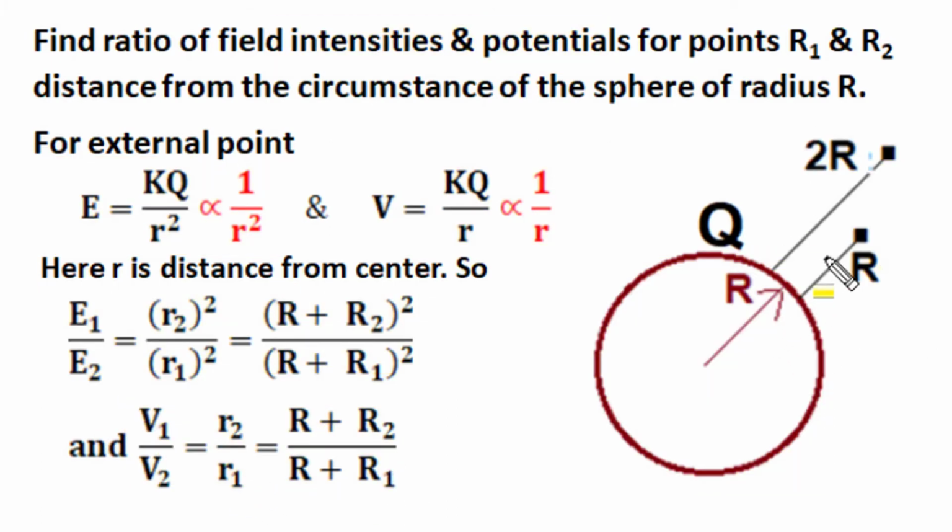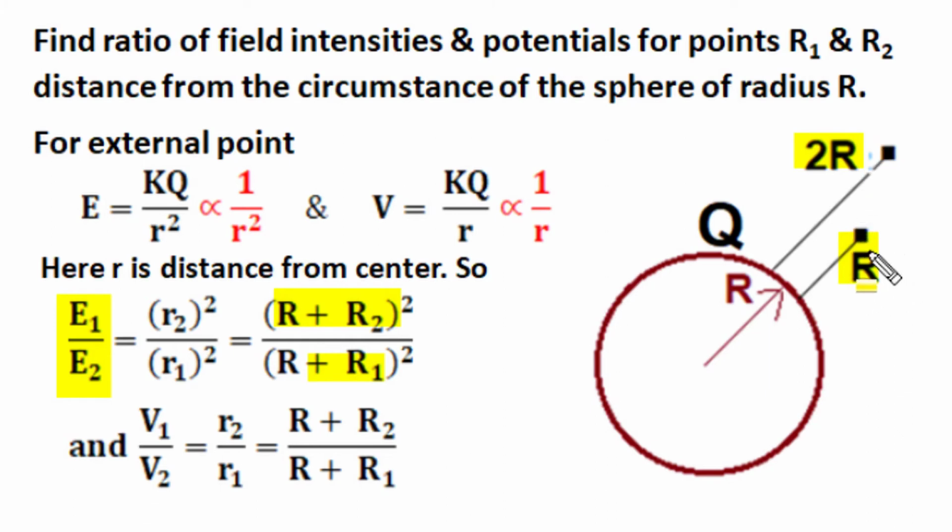If R1 is equal to the radius of the sphere and R2 is 2 times the radius of the sphere, then the distance of this first position from the center is 2r and the distance of this second position from the center is 3r. So the ratio of E1, the electric field intensity at the first position, to E2, the electric field intensity at the second position, is 3r square upon 2r square, or 9:4. Electric field is stronger at a closer position and it decreases as we move away.